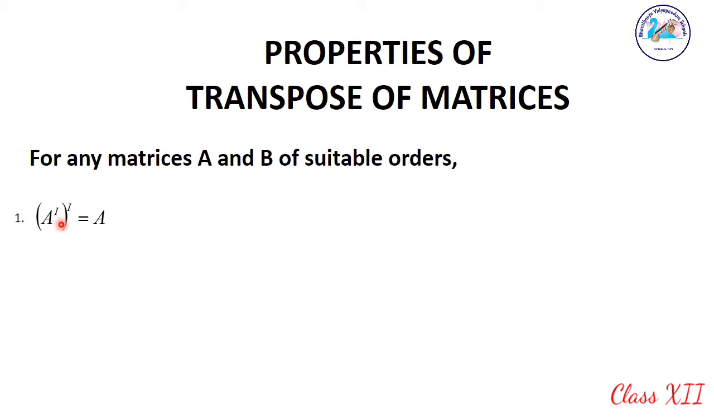Means A transpose the whole transpose is equal to A. The second property is kA the whole transpose is equal to k into A transpose. Here k is a scalar quantity. kA the whole transpose means just simply take out k and keep it outside, and then you can take A transpose alone, where k is any constant.